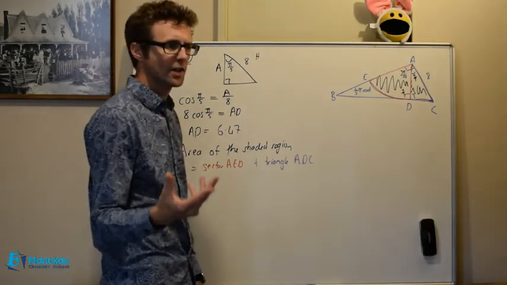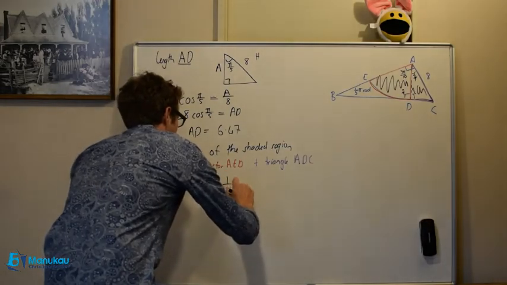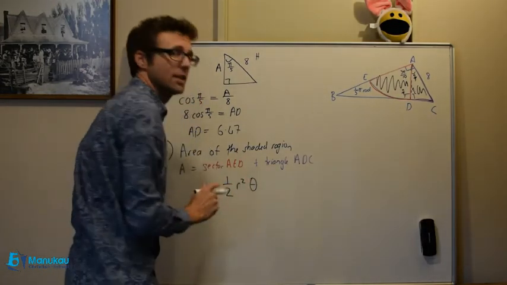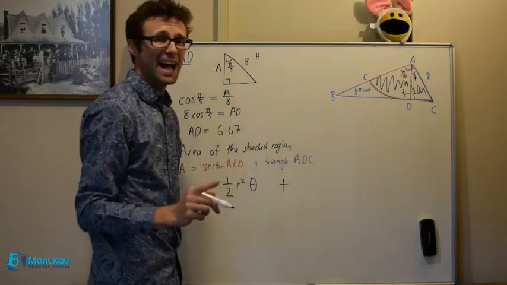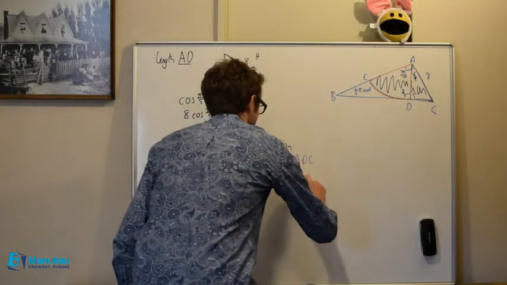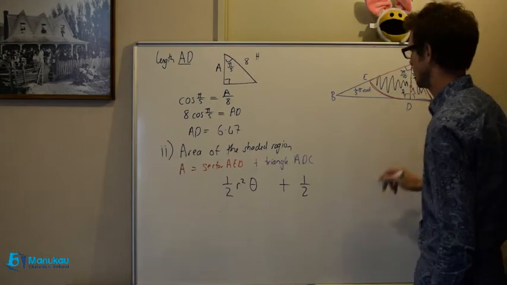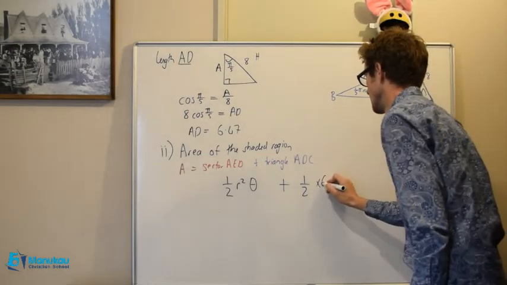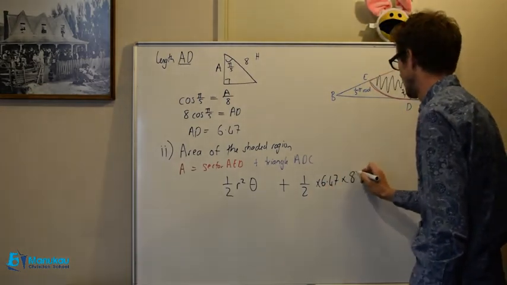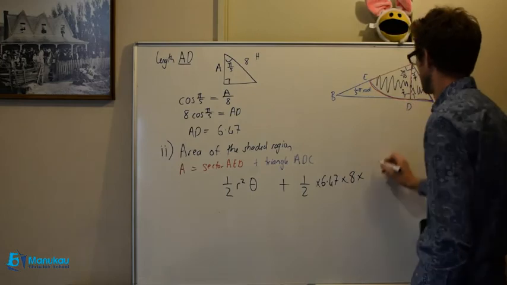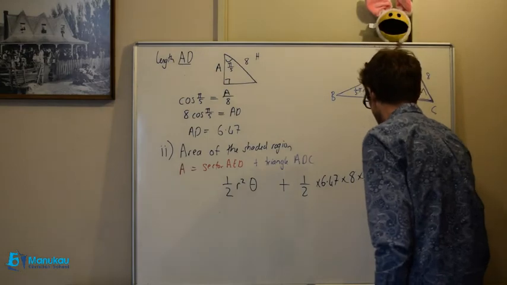At this point we need to consider, how do we do the area of a sector? Well, we have our formula half r squared theta when theta is in radians, and the area of a triangle is half AB sine C. So in this case, half this side here, which we worked out earlier, I would use my unrounded result, times 8 times sine pi over 5.